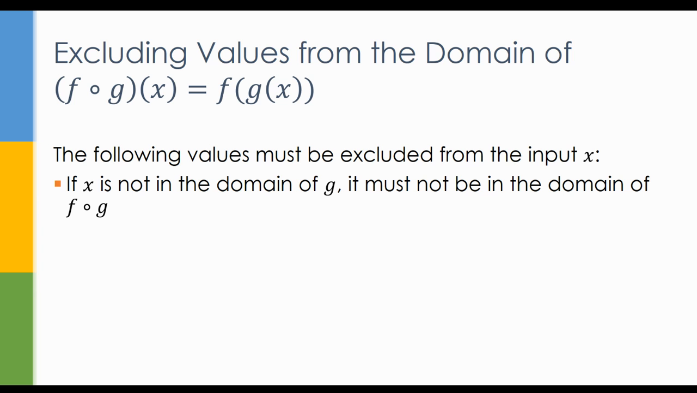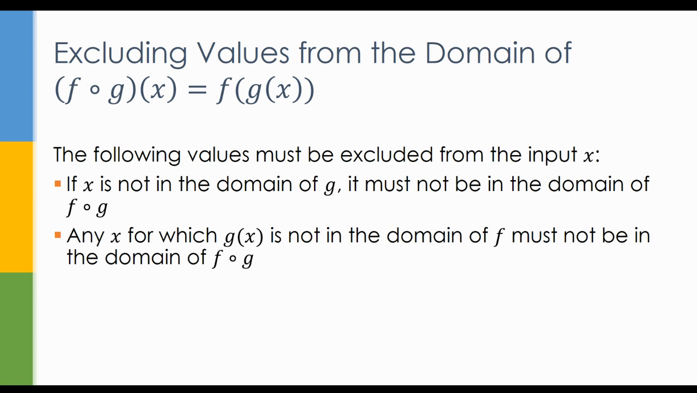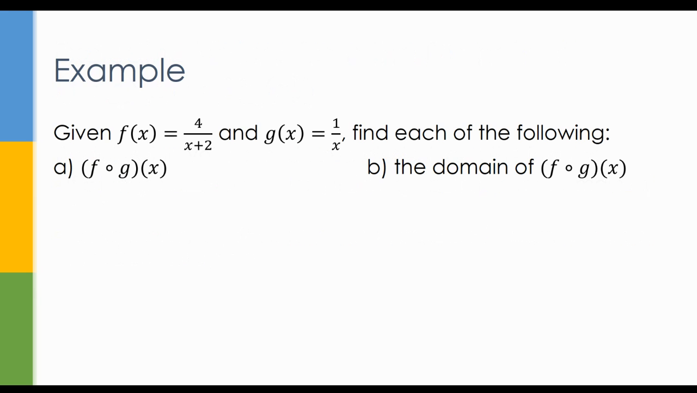So essentially, if I wanted to do g of f of x, then we'd be looking at the domain of f. So you're looking at the function that is inside the other function. We need to know what that domain is. Then any x for which g of x is not in the domain of f must not be in the domain of the composition. So that means that when we're doing the composition, we've got to look at those restrictions as well.